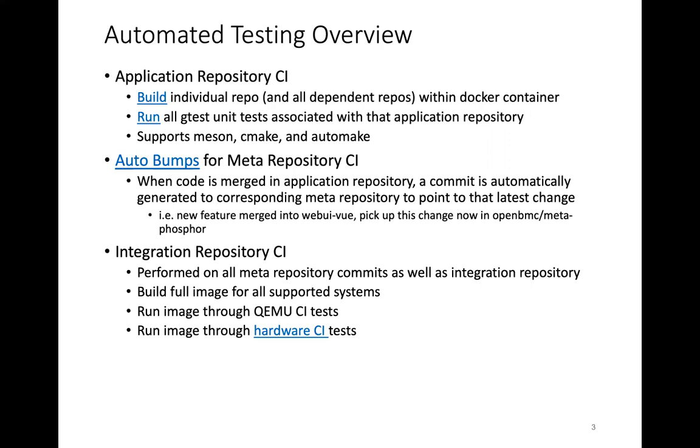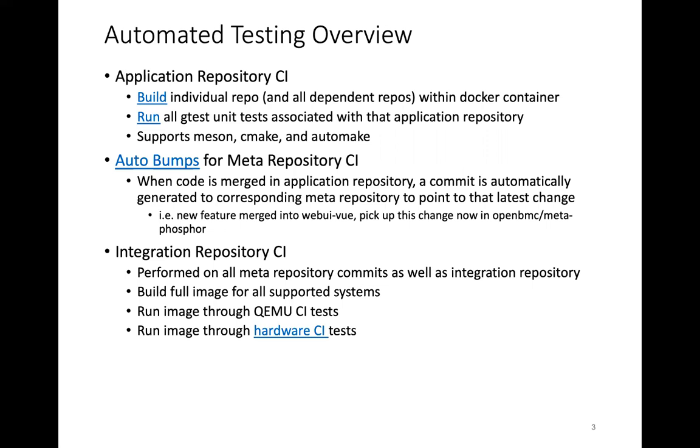So then the meta layer, right? That first layer, that first test, does not build any Flash images. It's not really doing anything with BitBake. It's really just building that individual application repository and its dependencies and running the unit tests. It's not even running the applications associated with it. So once that code gets merged into that application layer, it goes into the auto bump process.